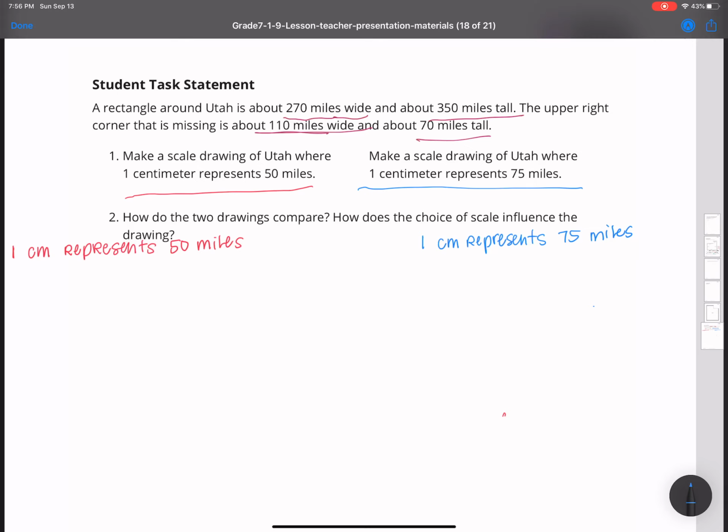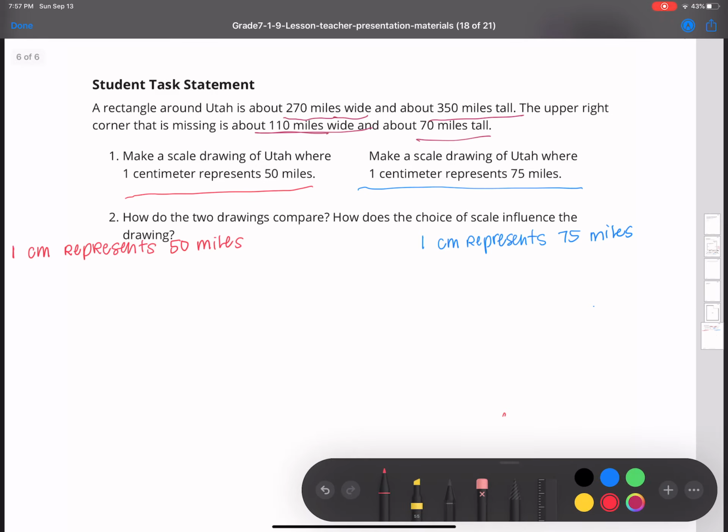Now, granted, I do have a ruler on this iPad, but the ruler does not have numbers, and I'm not sure if it's a metric ruler or a 12-inch ruler, and I don't want to assume. So I'm going to do the calculations with you guys, but I'm going to challenge you to do the work at home yourself and see if you can create a scale drawing on your own, if you have a ruler, of course. So let's look at the first one.